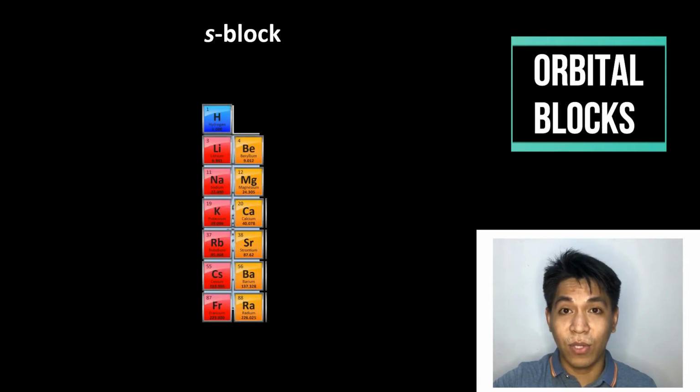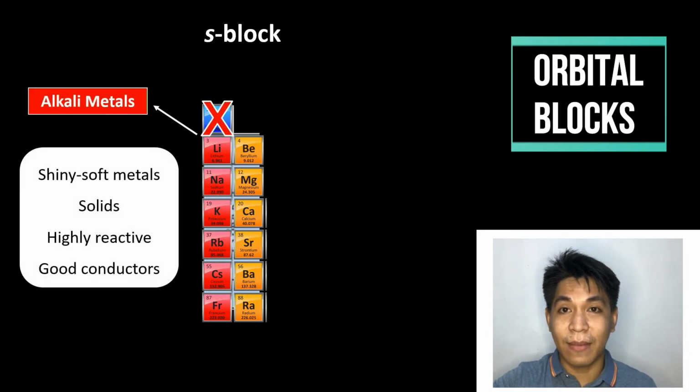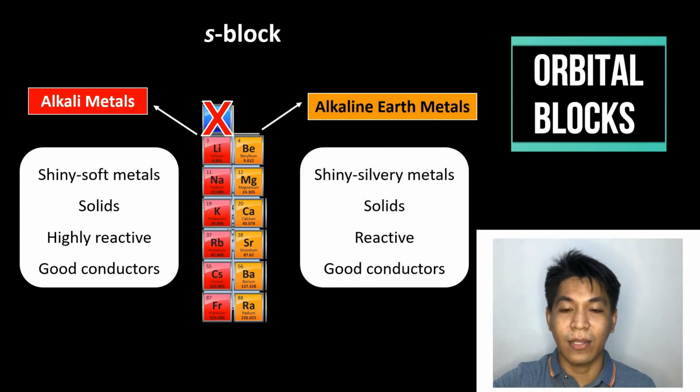Basically, you have two columns for the s block. The first column is what we call the alkali metals. Now, in this list, we exclude the element hydrogen. Please take note of that. The elements under the alkali metals have the following properties. They are shiny, they are solid at room temperature, they are very reactive, and they are good conductors of heat and electricity. The other column is what we call the alkali earth metals.